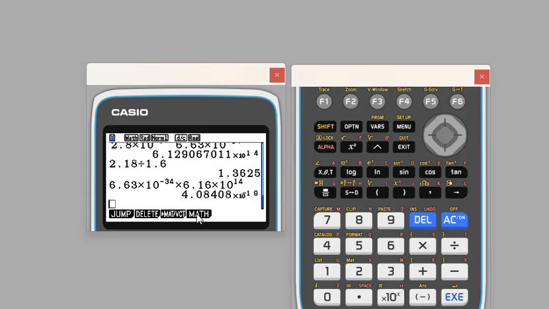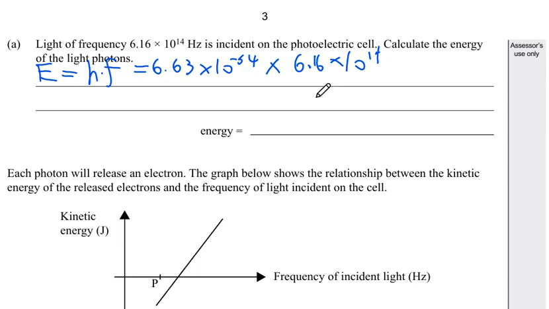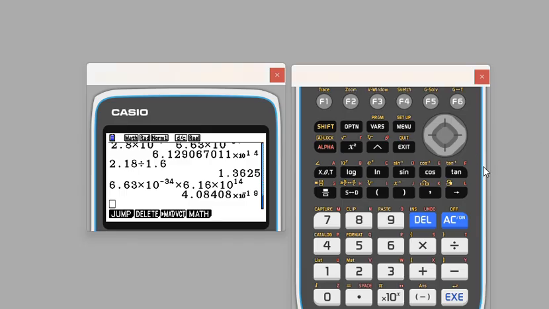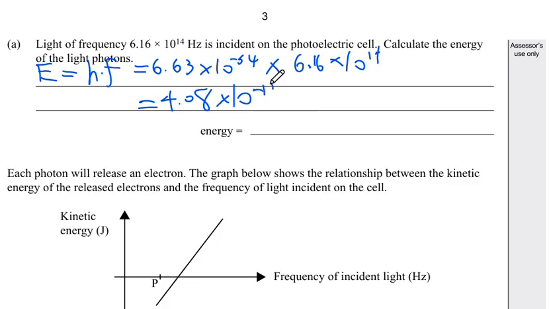Our final answer should be 4.08. Now remember, since the question gives us values rounded to 2 decimal places, we want to keep that. It's going to be 4.08 times 10 to the power of negative 19 joules.